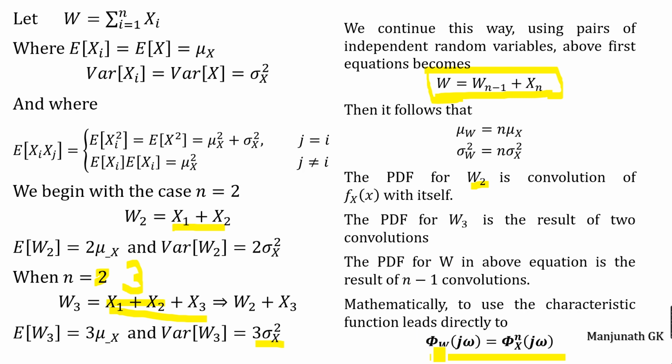Then what about the characteristic function? The characteristic function of independent random variables, not only two, it can be any number. As a result, the characteristic function can be written as the characteristic function to the power n. So this is the concept of IID random variables.